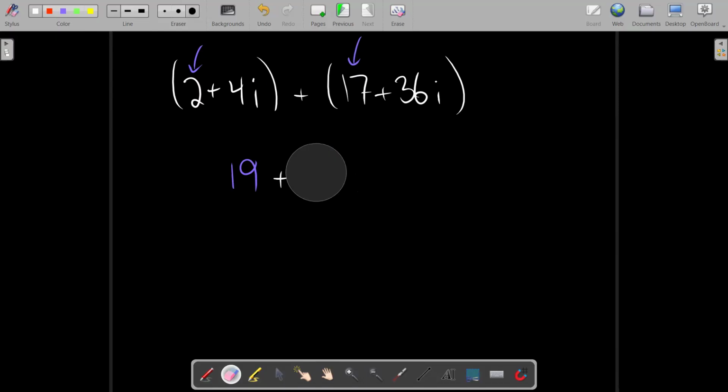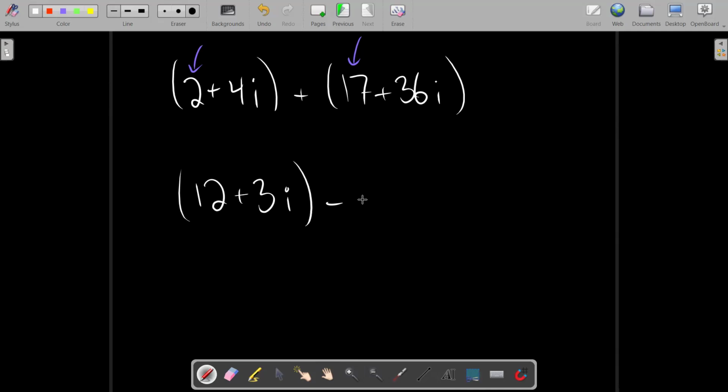Now, someone write me another complex number. 12 plus 3i. Thanks. This time I'm going to put a minus sign in the middle. Someone give me another complex number. Thank you. Okay, you guys are choosing standard complex numbers. You could have given me a real number. You could have given me a pure imaginary. At the end of the day, it really still just comes down to combining like terms.